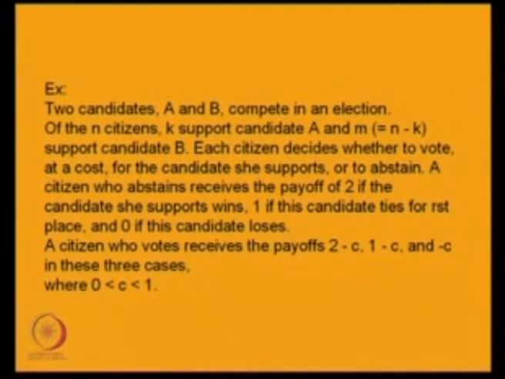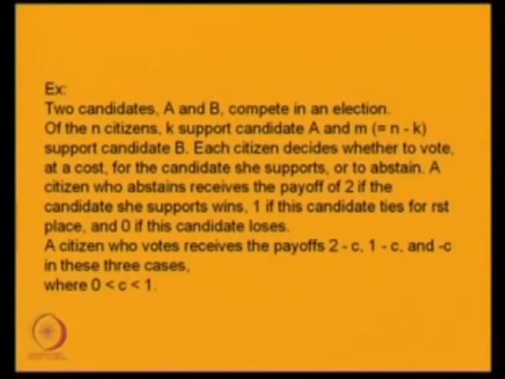Each citizen decides whether to vote at a cost for the candidate she supports or to abstain. So, there are two actions which are available to any voter. He can decide to vote, and if he votes, he bears a cost. Or he may choose to abstain, he may choose not to go to the voting booth at all. So, there is an incentive not to vote, because if you go to vote, you are bearing a cost.